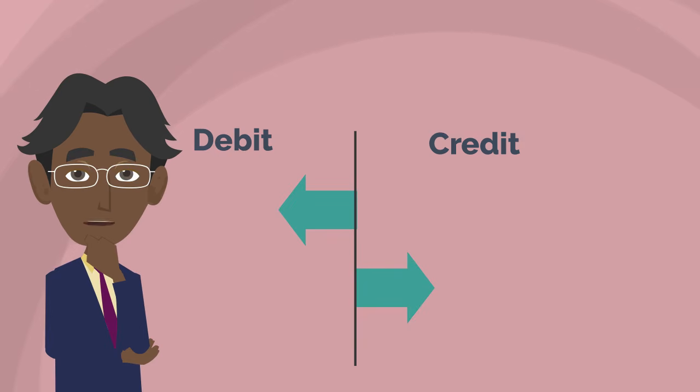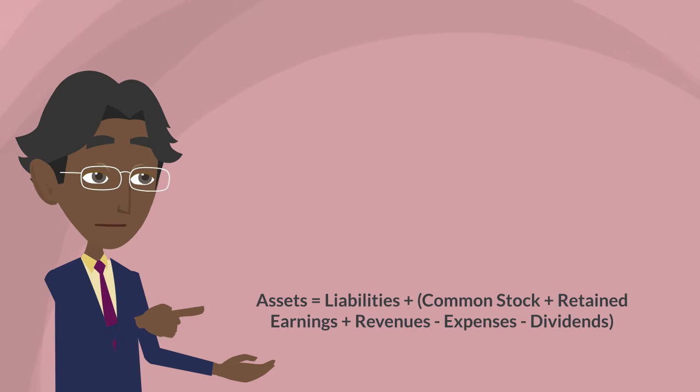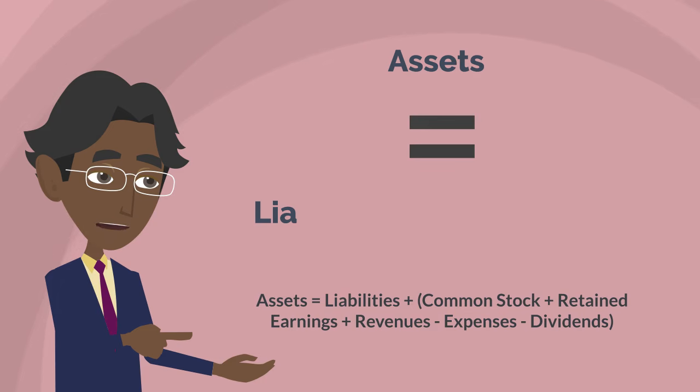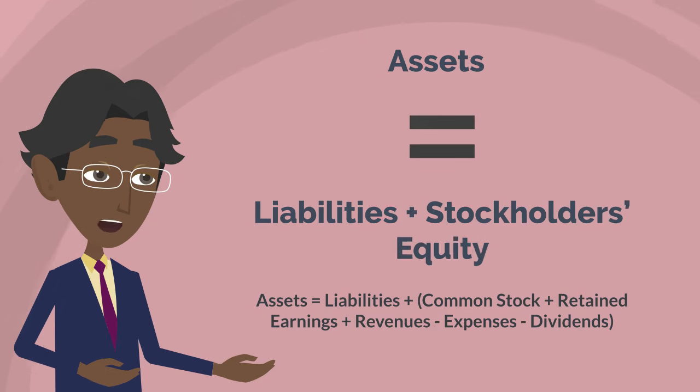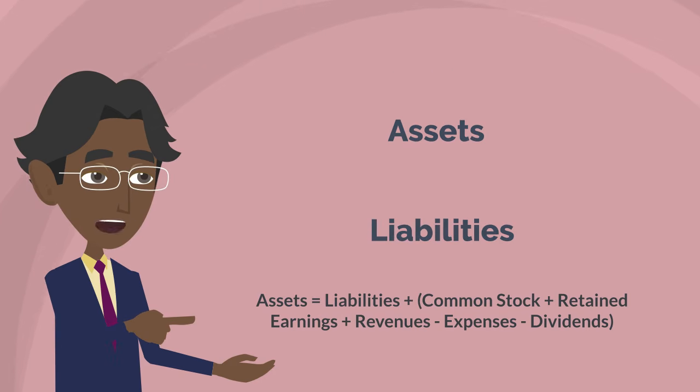So, which accounts will record increases to the debit side, and which ones will record increases to the credit side? Let's go back to our basic accounting equation, where we learned that assets equals liabilities plus stockholders' equity. And let's first take a look at asset and liability accounts.